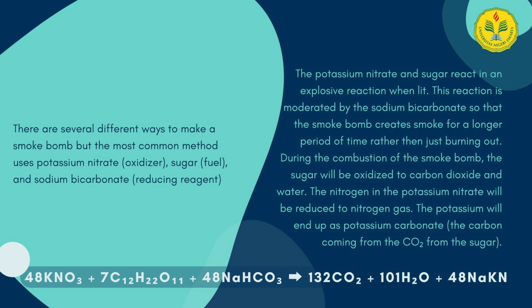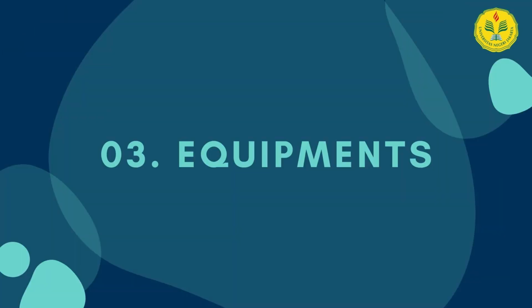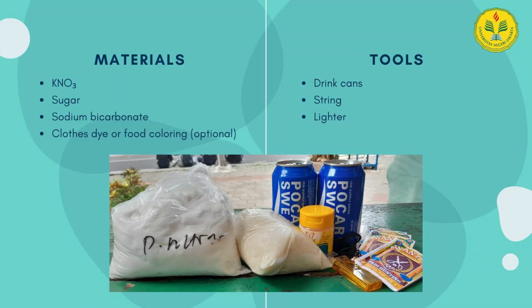During the combustion of the smoke bomb, the sugar will be oxidized to carbon dioxide and water. The nitrogen in the potassium nitrate will be reduced to nitrogen gas. The potassium will end up as potassium carbonate, with the carbon coming from the carbon dioxide from the sugar. Third, equipment. In the equipment, we will use the following materials and tools.